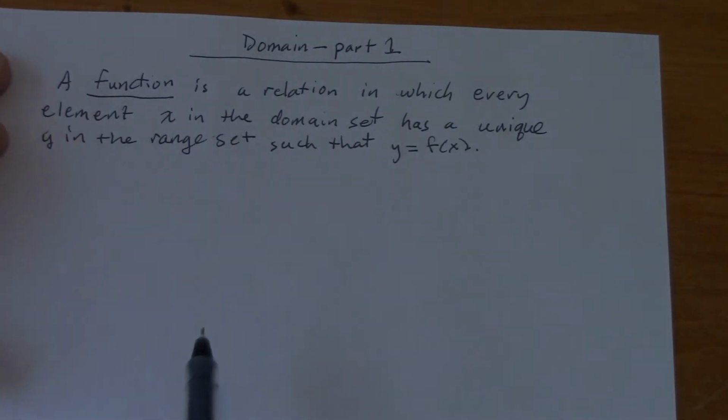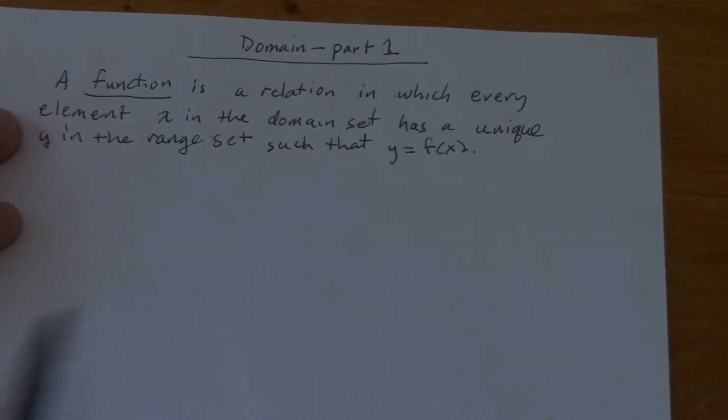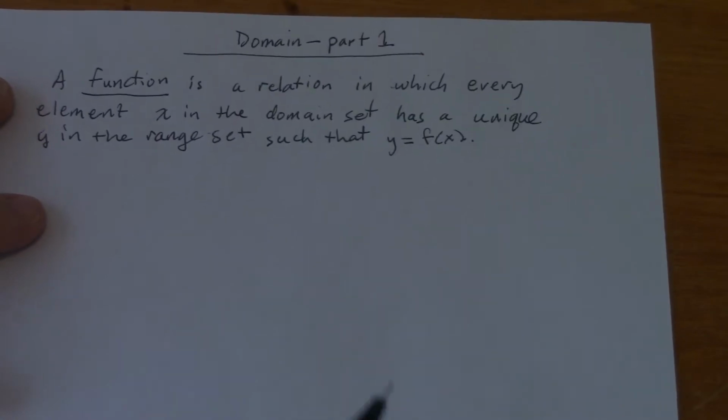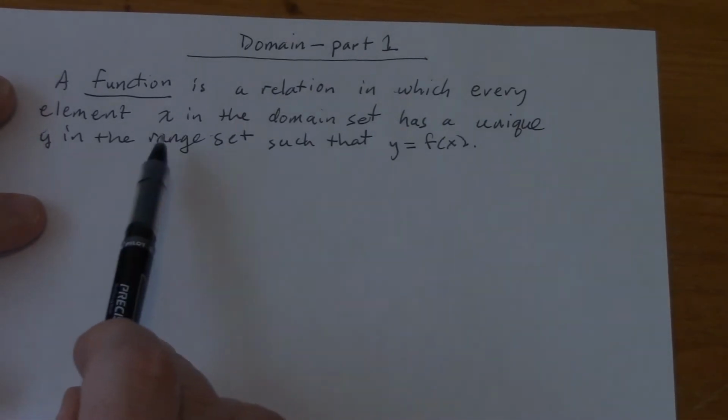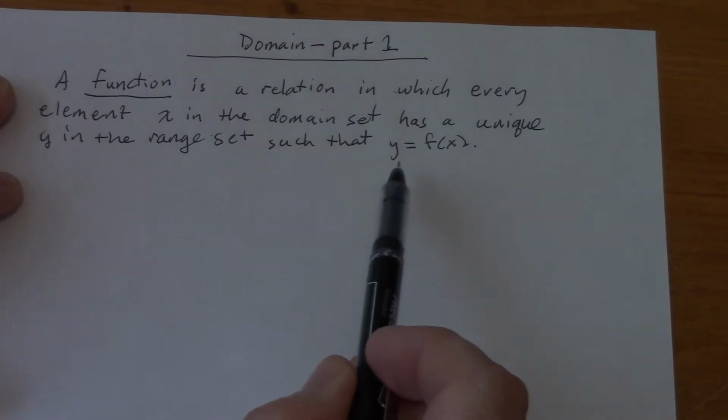A function is a relation. If you don't know what a relation is, a relation is a pairing between two sets. So you have a set A and a set B, and you say things in A go with things in B. So it's a pairing in which every element x in the domain set has a unique y in the range set such that y equals f of x.